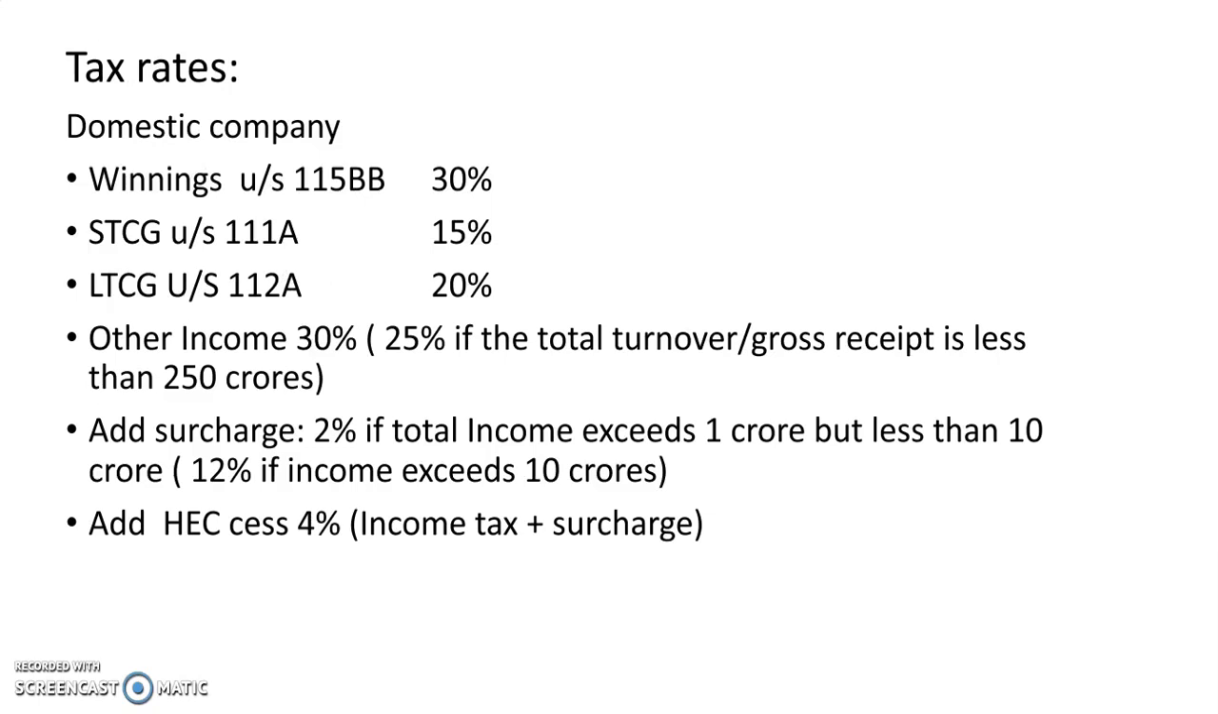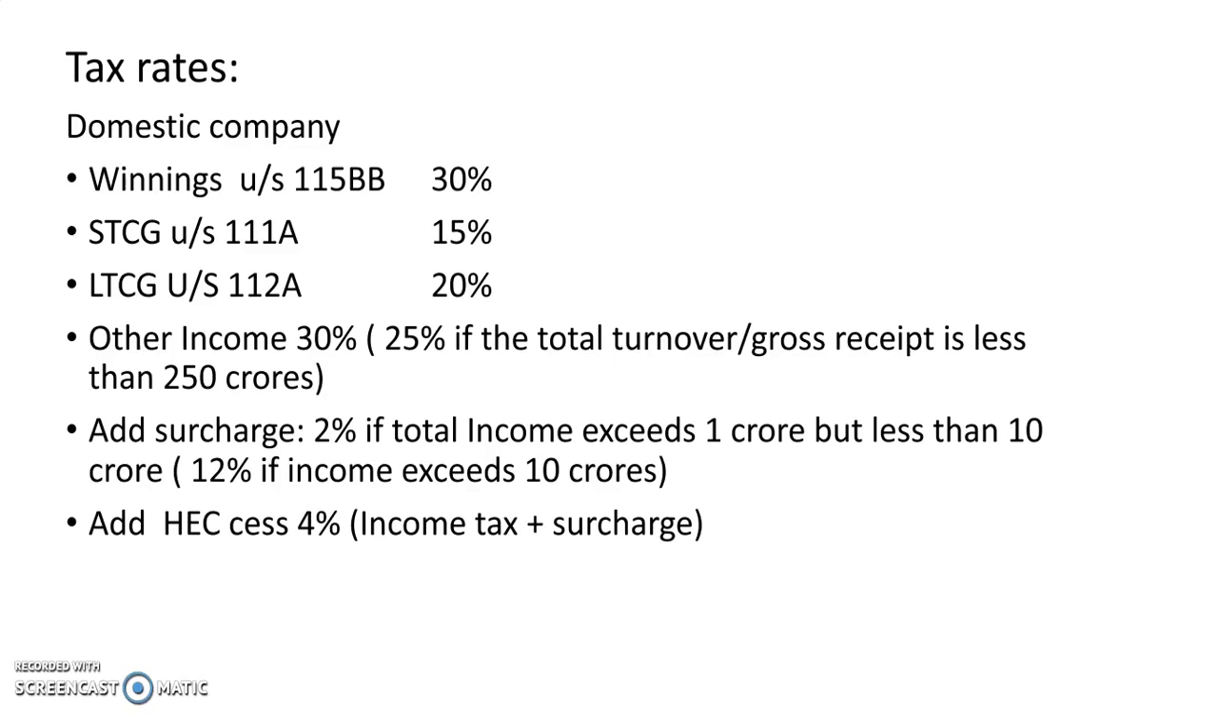And next, how to arrive at the tax liability. To compute the tax liability, you have to apply the tax rate. First, in case of a domestic company, any winnings under section 115BB, like horse race, card games, any winnings from lottery, you tax first. The tax rate applicable is 30%. After that, if there is any short-term capital gain for the company under section 111A, you apply the 15% tax rate. And if there is any long-term capital gain under section 112A, you have to take a 20% tax rate.